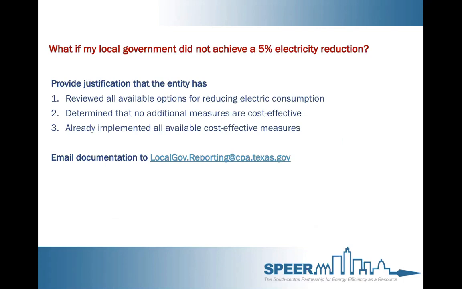If your local government has not achieved a 5% electricity consumption reduction, you may apply for an exemption by providing justification that you have reviewed all available options for reducing electric consumption, determined that no additional measures are cost-effective, and that you have already implemented all available cost-effective measures. You may email documentation of this justification to the Local Government Energy Reporting Manager at SECO.